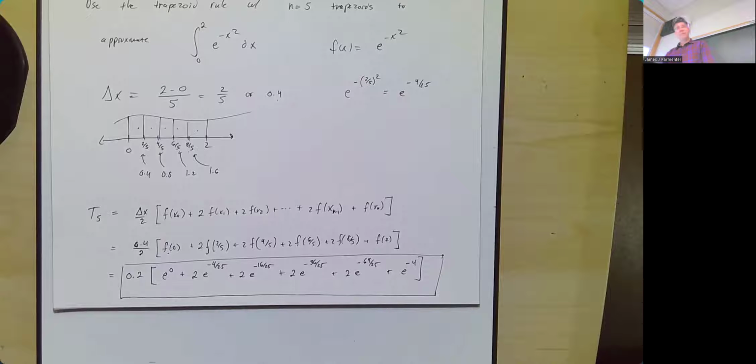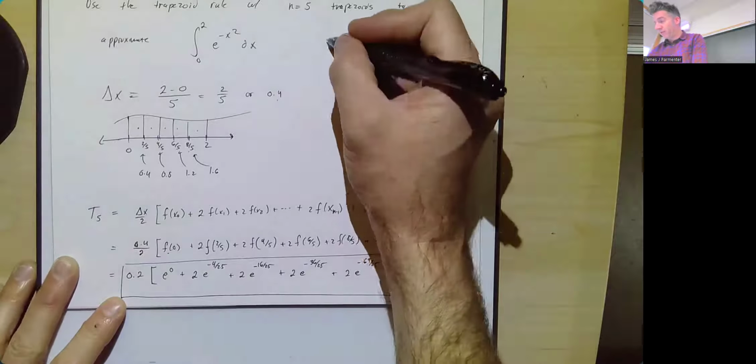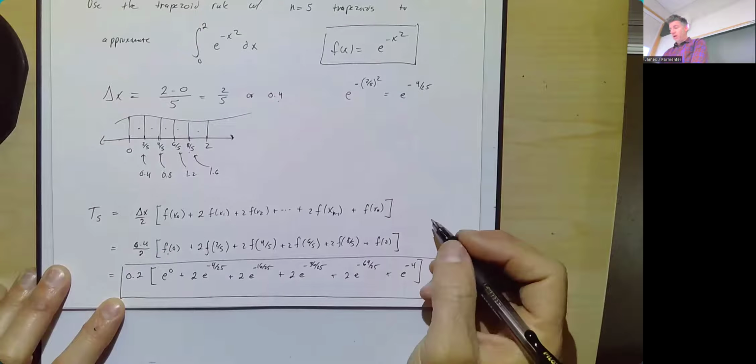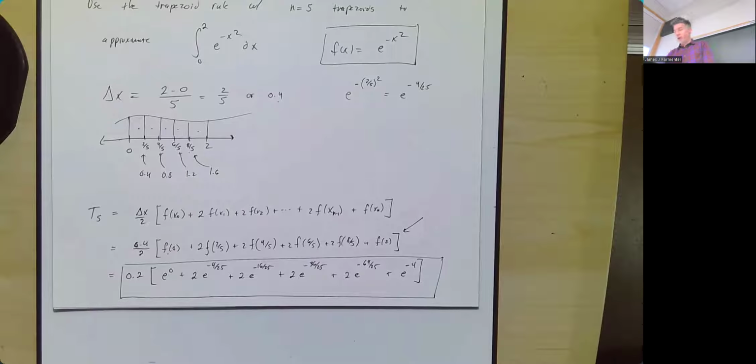Honestly, if I was taking a test, if I was strapped for time, I would be sure to write down that f of x was equal to e to the negative x squared, and then I would leave my answer like this. And then if I had time at the end, I would come back and plug in each of those values to my function and write it out. But this, to me, is good enough personally.